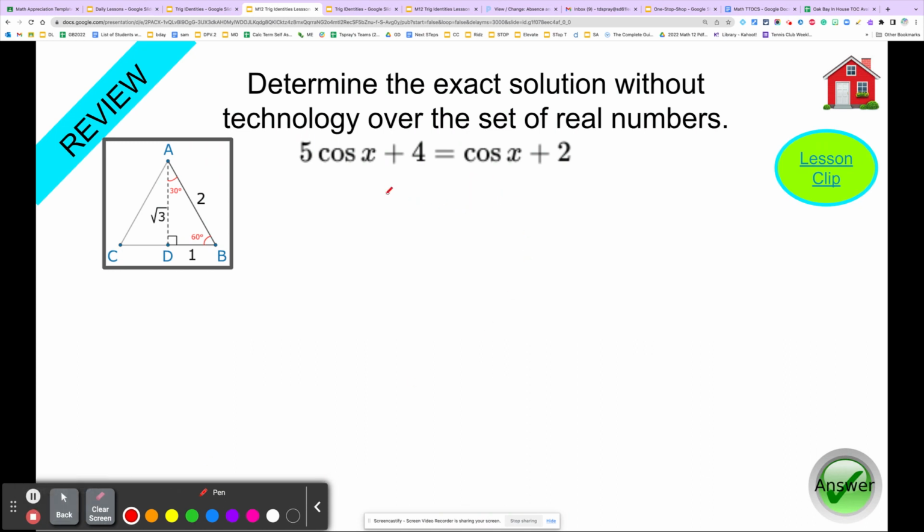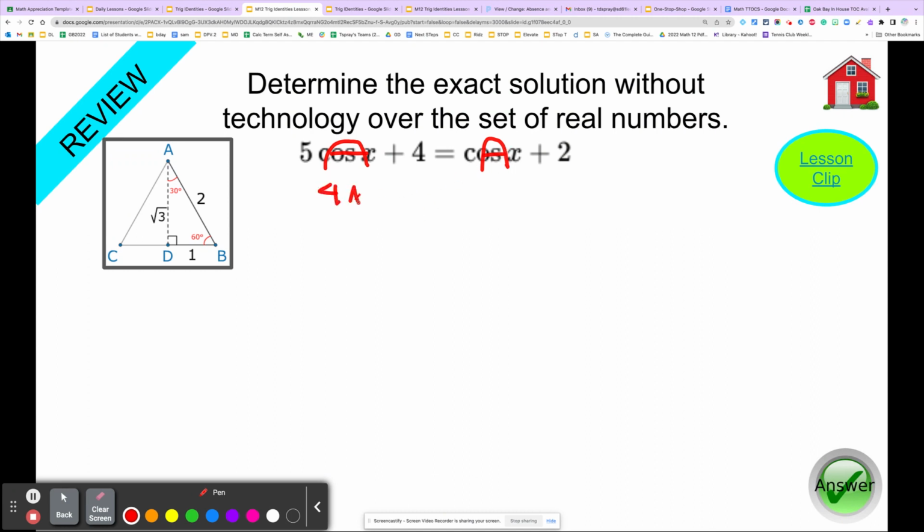So we're going to do a little review here. This one says determine the exact solution without technology over the set of real numbers. When I see 5 cos x plus 4 equals cos x plus 2, initially you might say, I'm just not sure what to do. But if this said 5a plus 4 equals a plus 2, wouldn't you just subtract a from both sides?